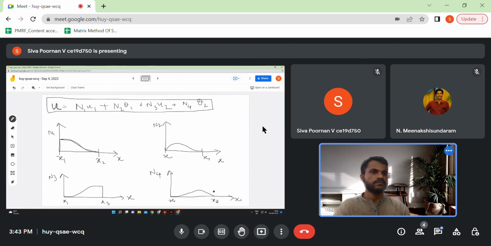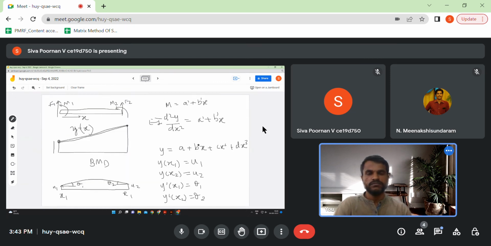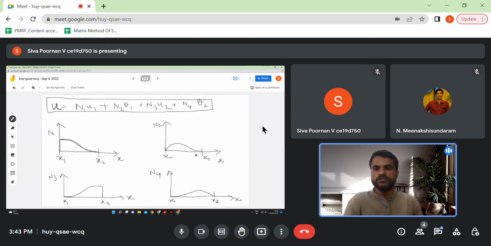Okay, so this is how you know the variation of N1, N2, N3 and N4. If you want to find out the equations of these, you have to do the whole homework that we skipped here, but the procedure is known to us, so that's why we skipped it. This is how you find the shape functions, the interpolation functions.